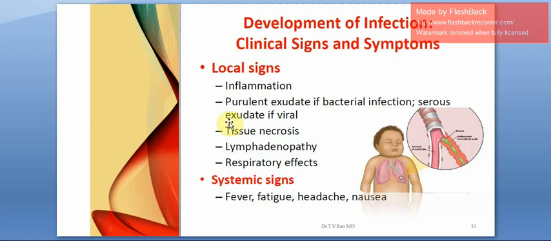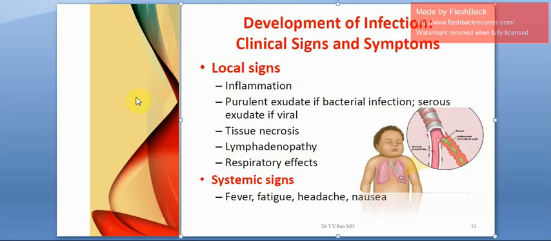Already I have told you, whenever there is infection, the pathogen enters inside the body and that will result in signs and symptoms. Now what are the stages of signs and symptoms? Initially you will have local signs, later there will be systemic signs. When there are local signs, usually the patient will experience some necrosis of the tissue, or they can have lymphadenopathy, where there is enlargement of the lymph nodes, or if the respiratory system is affected, it can result in respiratory signs and symptoms.